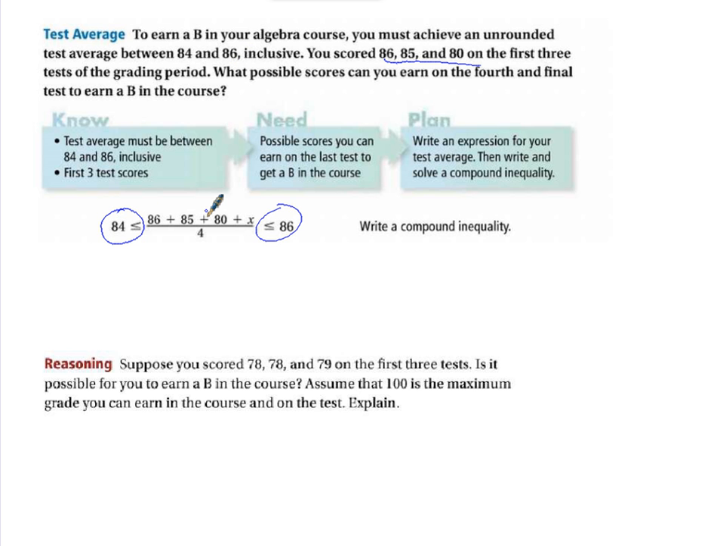So you want to earn a B in this course. Well, it says that we have to have a test average of between 84 and 86. So that's what this says right here. If I get rid of this stuff right here, I don't want to look at it just yet. 84 is less than or equal to my test average is less than or equal to 86.